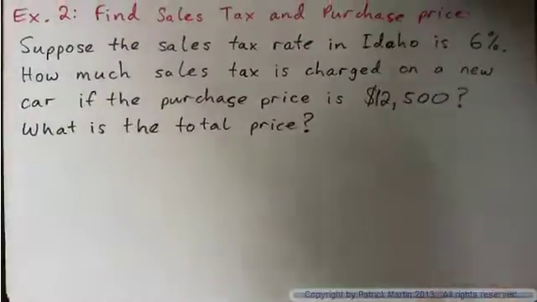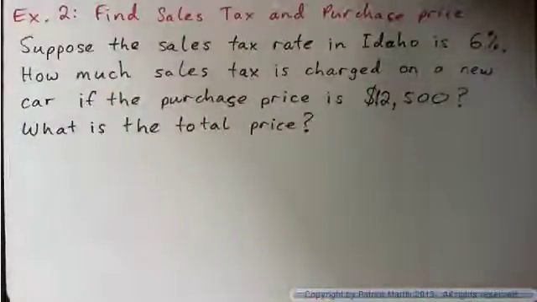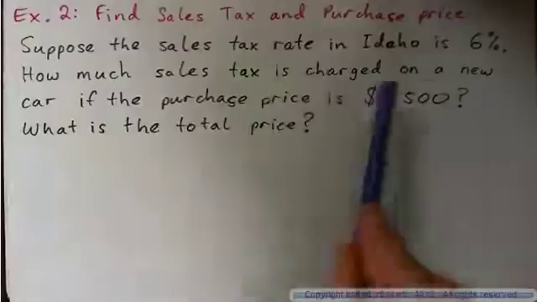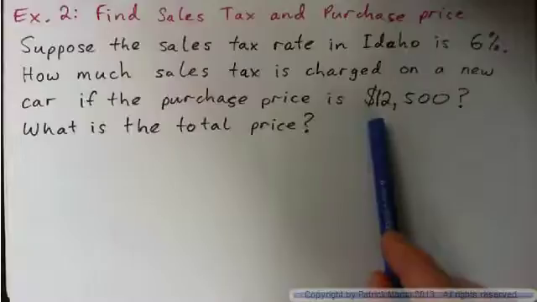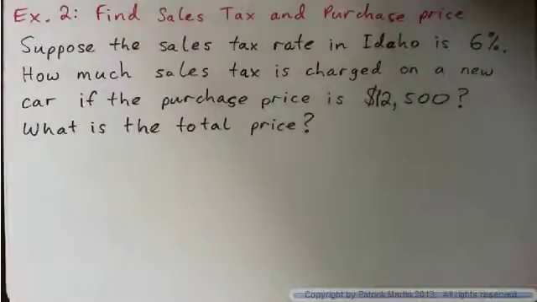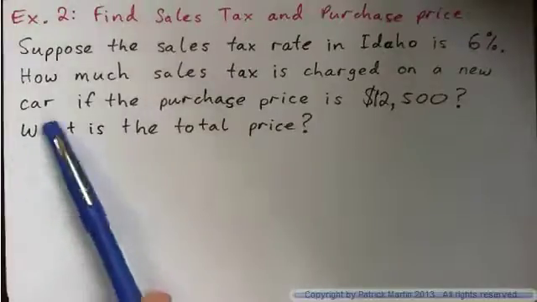Okay, example 2. Find sales tax amount and the purchase price. Suppose the sales tax rate in Idaho is 6%. How much sales tax is charged on a new car if the purchase price is $12,500? And then figure out what is the total price. Okay? So, by all means, write the question out if it helps you. It helps a lot of people to actually write all the words out, so you can understand better what it's saying. And then we'll try and do it together.